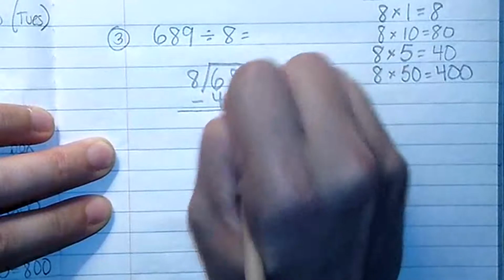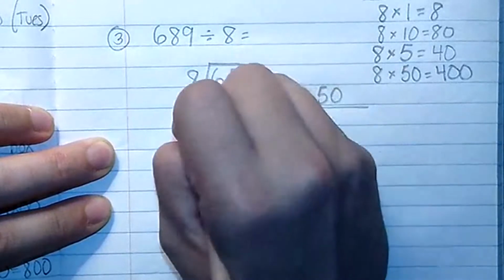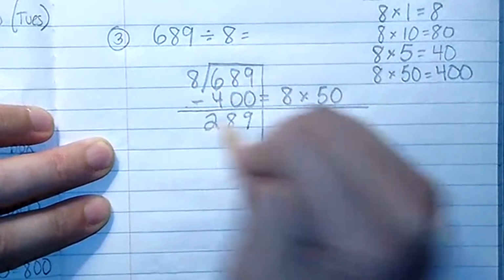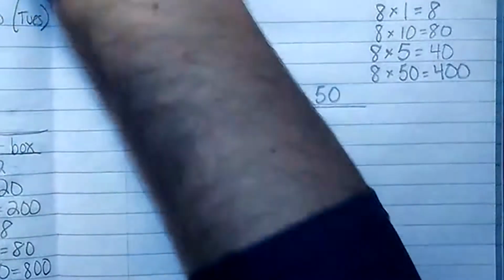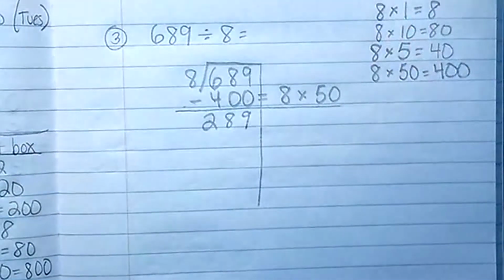And I'm going to subtract. 9 minus 0 is 9. 8 minus 0 is 8. And 6 minus 4 is 2. I have 289 left. I need a number that's close to 289. None of these are close to 289.